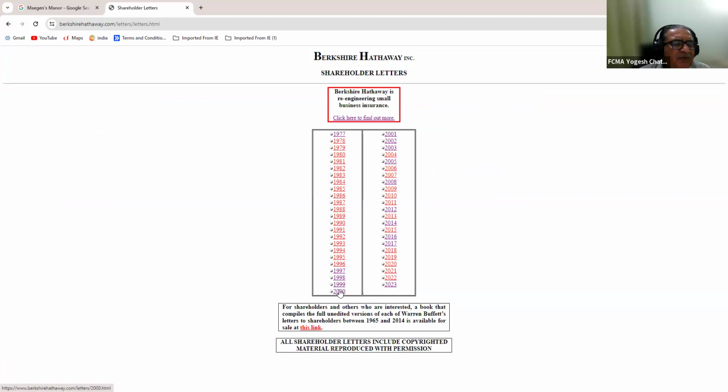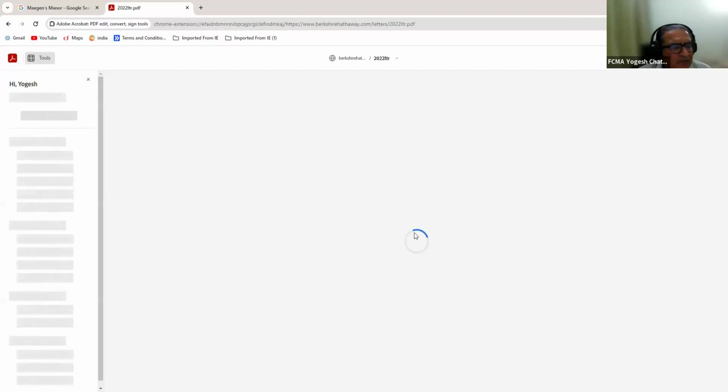And these letters will provide you the information in the simplest possible language that actually will give you many insights in the valuation, how investments are made. And this is just a 20 to 25 page letter. Each year he is writing, he is making it a point. So if I go here and click this 2022, I hope that is visible to all of you. So that is downloading. It will take 1 minute.